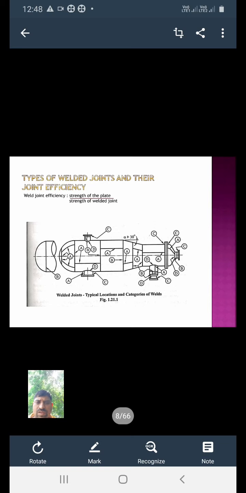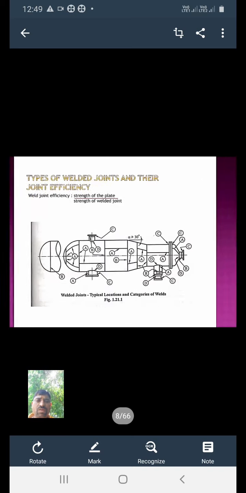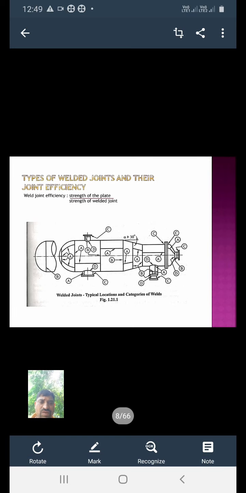Then category C. Category C consists of the welded joint connecting flanges, flat head to the main shell, or we can say the formed head or nozzle. There we are using category C. Check that category C, where is the nozzle, main shell. Here is an opening, or we can say the formed head. There we are using category C.